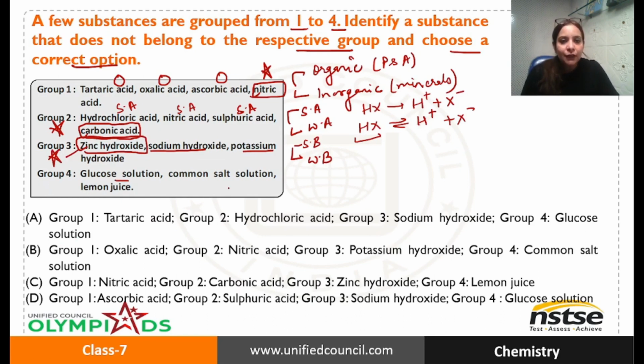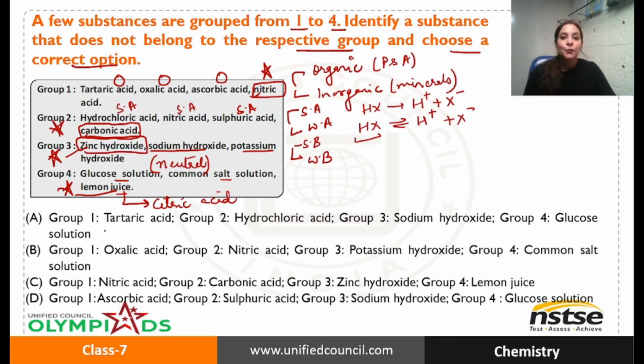Okay, let's move on to group 4. Glucose solution, common salt solution, lemon juice. I hope you also got this right. Glucose solution and common salt solution are neutral in nature, neither acidic nor basic. But lemon juice contains citric acid. That means it is acidic in nature. So this one is the odd one out among the neutral substances. Among the neutral substances, you have the citric acid as the odd one out.